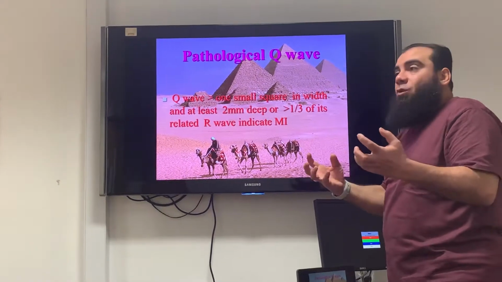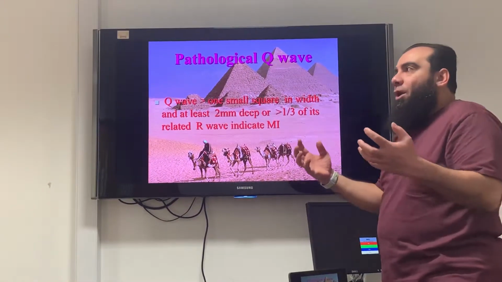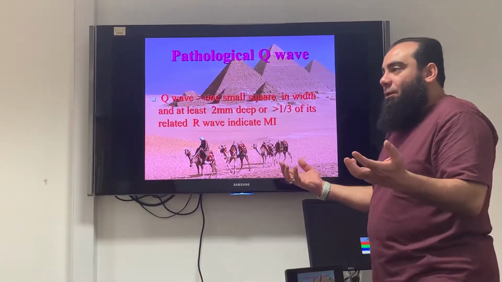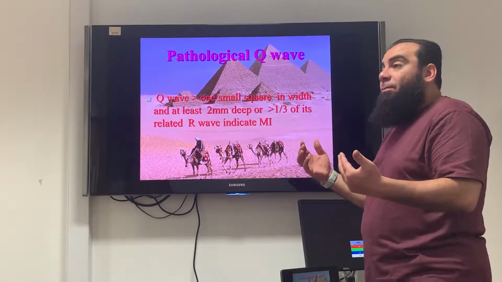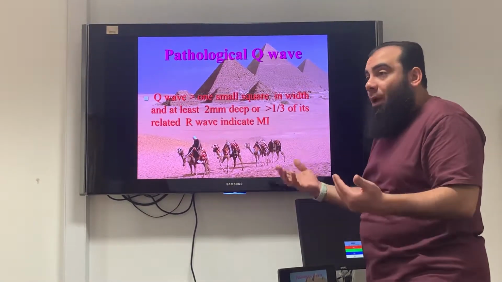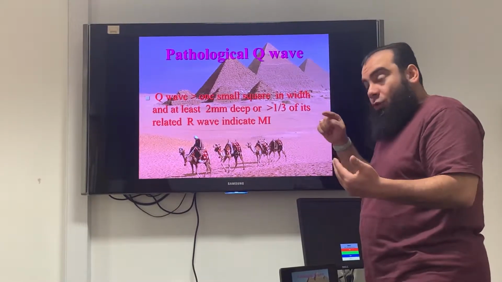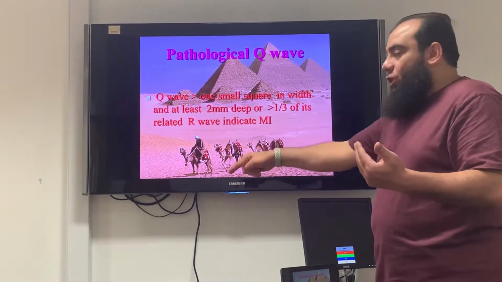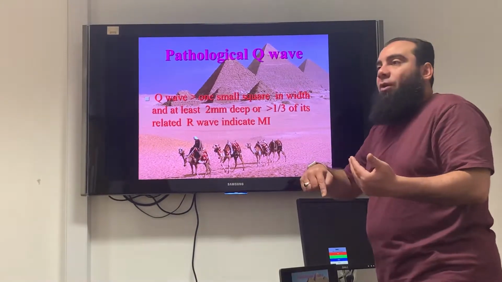What is the significance of the Q wave? Anyone knows? Why is it important? The presence of a pathological Q wave implies MI. Q wave is equal to old MI. It's not a new one, or at least it's not just now. Maybe an MI of 12 hours or more can develop a Q wave.